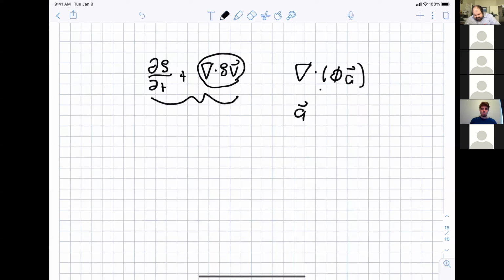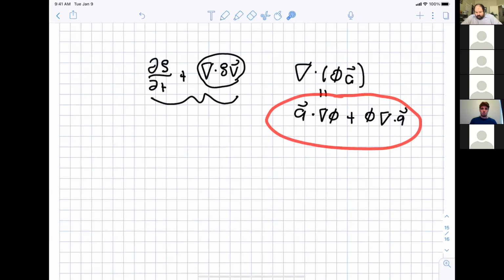A, this is equal to A dot times the gradient of phi plus phi times the divergence of the vector. Okay, but you can only do this operation right here. You can only do this if the term in here is differentiable. That is, the scalar is differentiable, this vector is differentiable, and their product is also differentiable.